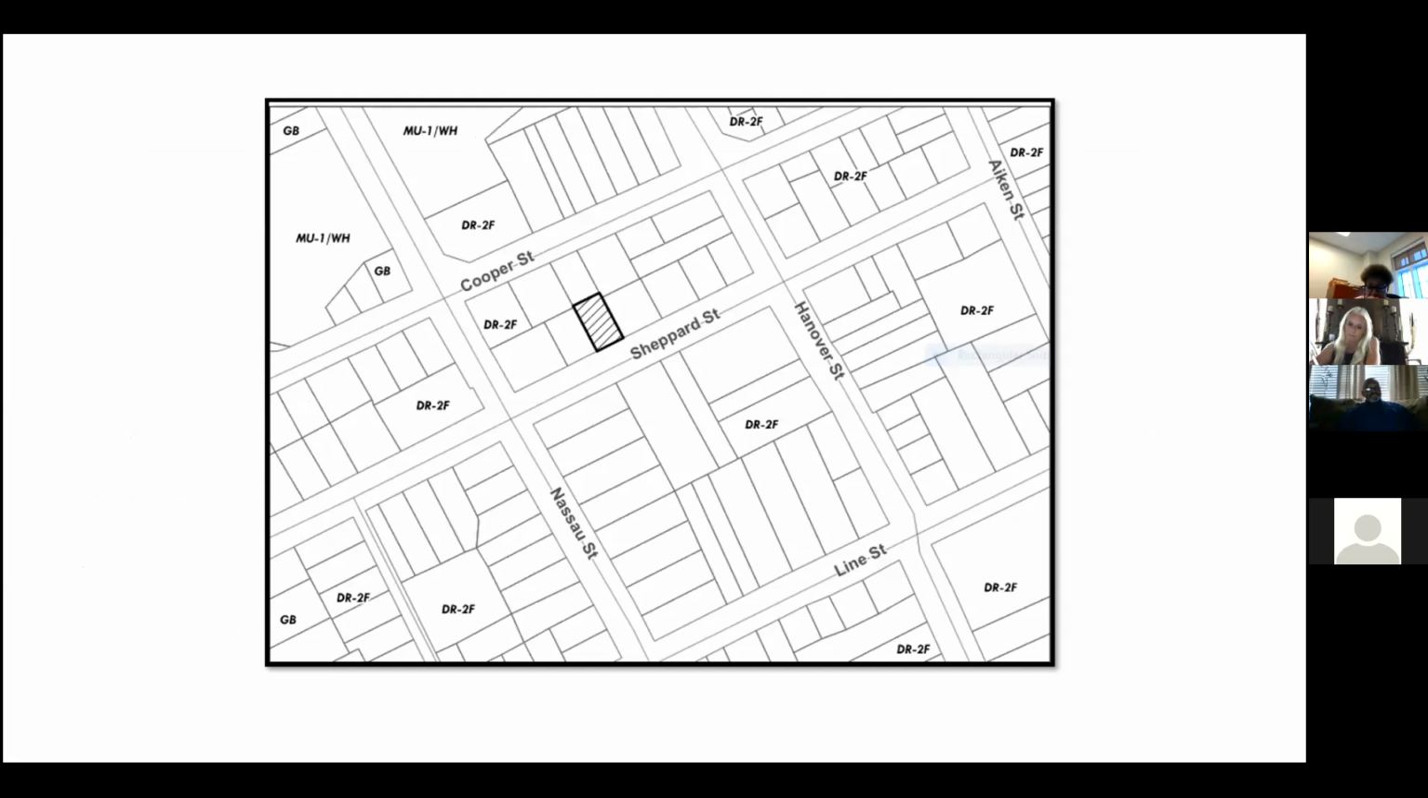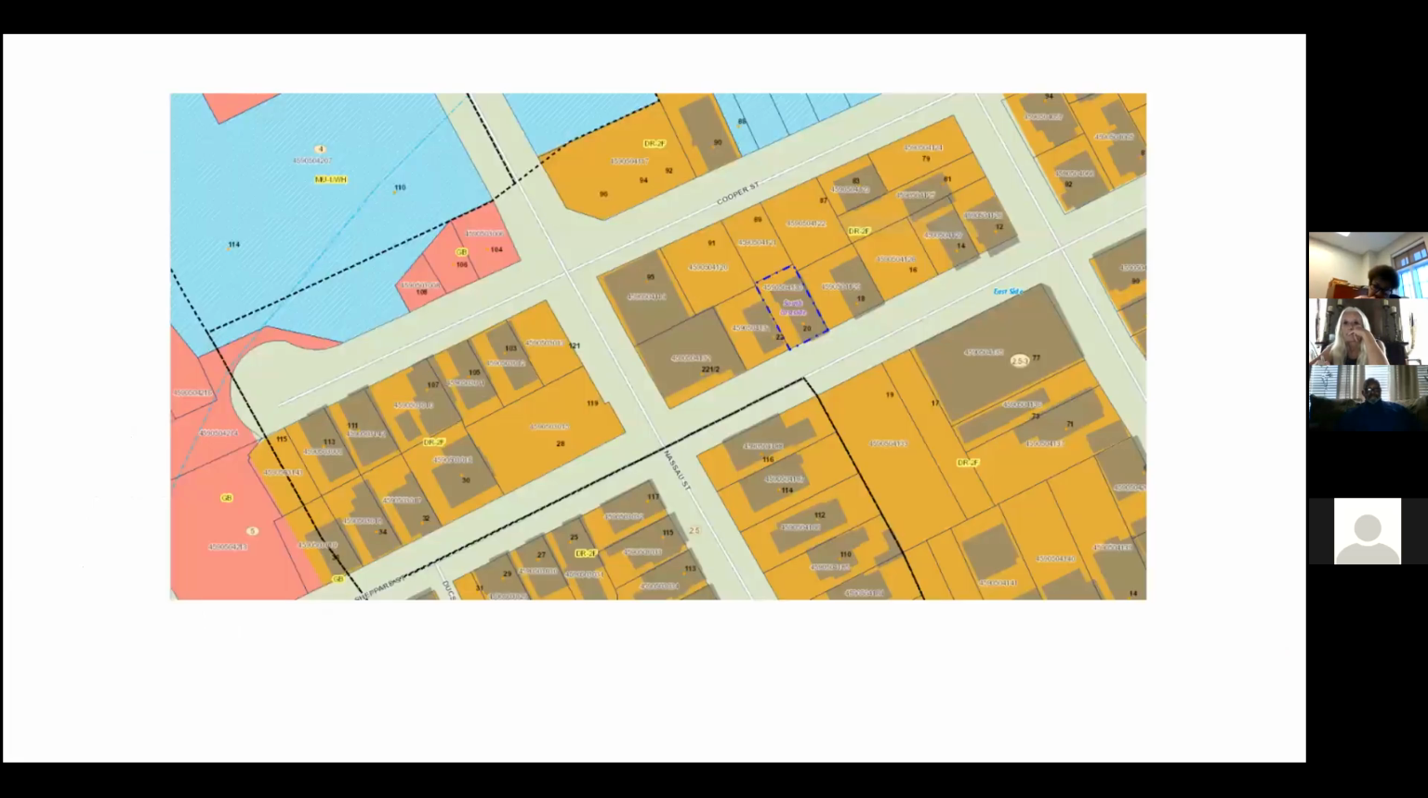The homes in question are on Shepherd Street between Nassau and Hanover Street. The zoning map shows the zoning of 20 Shepherd Street and 22 next door. Both have the D2F zoning, which applies to most properties in the East Side neighborhood.